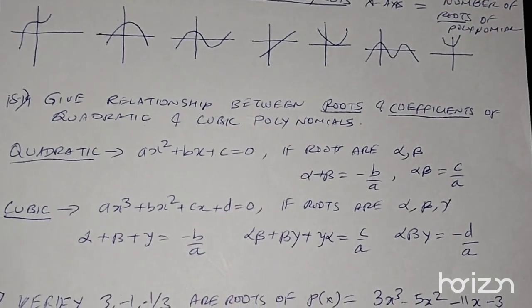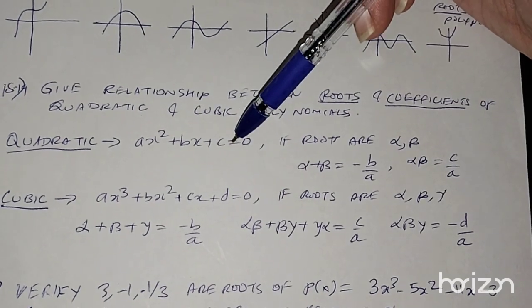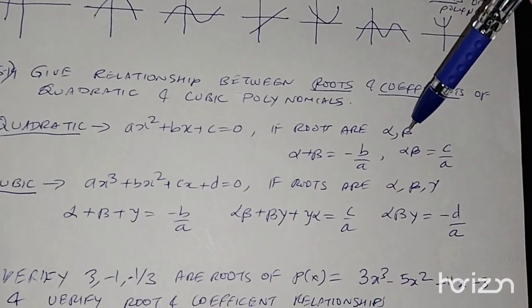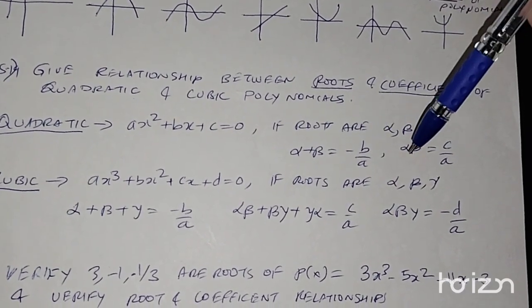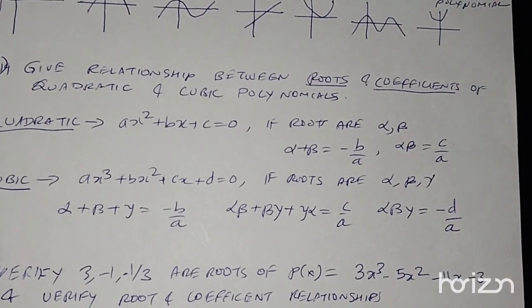Now it can be shown that if you have a quadratic equation like ax squared plus bx plus c equal to 0, and if the roots are alpha and beta, then if you add those roots you will get minus b by a, and if you multiply those roots you will get c by a. Okay, this you have to just remember.